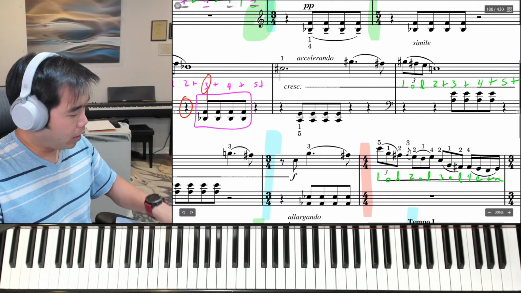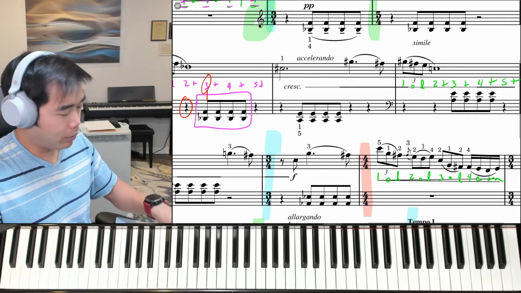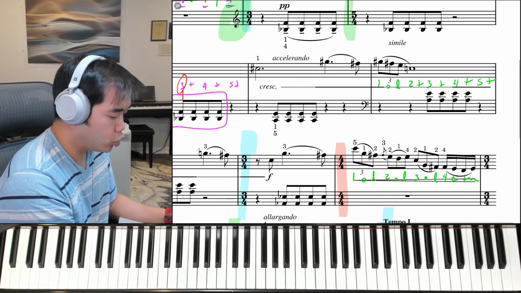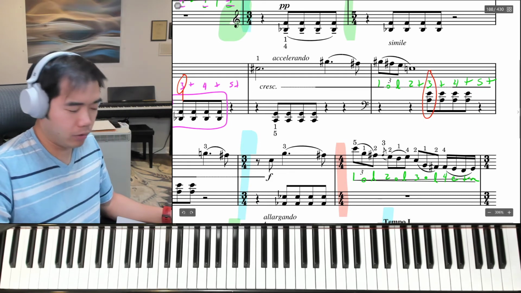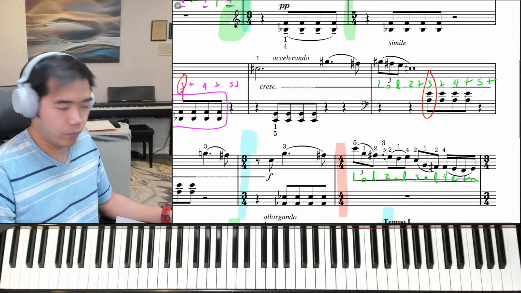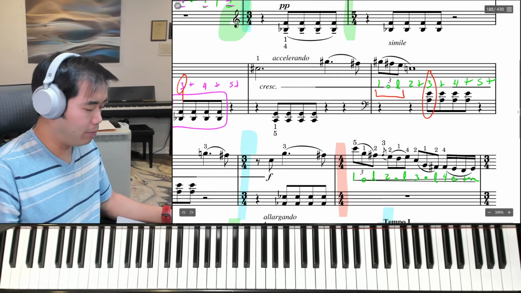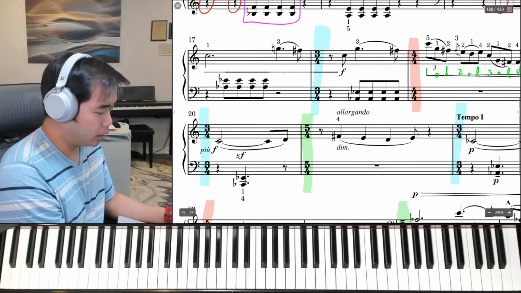And then the next bar, we're back to the same idea that we had at the bottom of the first page. So notice anytime you have this triplet figure in the right hand, the left hand comes in on beat 3. So when you have this triplet idea on the downbeat of the right hand, the left hand is delayed by a beat. Rhythms don't change going forward.